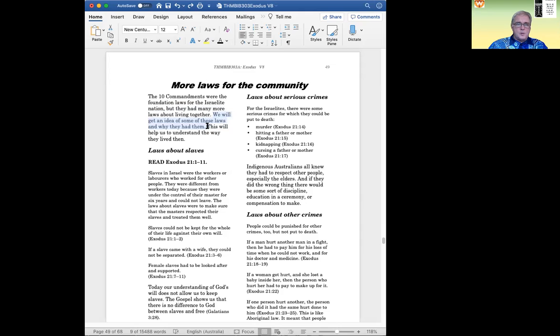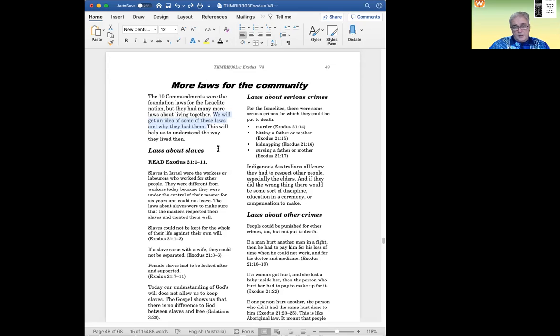Look at an idea of some of these laws and why they had them, and we do need to talk them through because a couple of situations they describe are just bizarre in terms of the way we think about things, because we don't have that sort of condition today. But this will help you understand. It's interesting as we go back, the chapter that comes after the giving of the 10 Commandments in chapter 20, the very next chapter, chapter 21, talks about how they should live together.